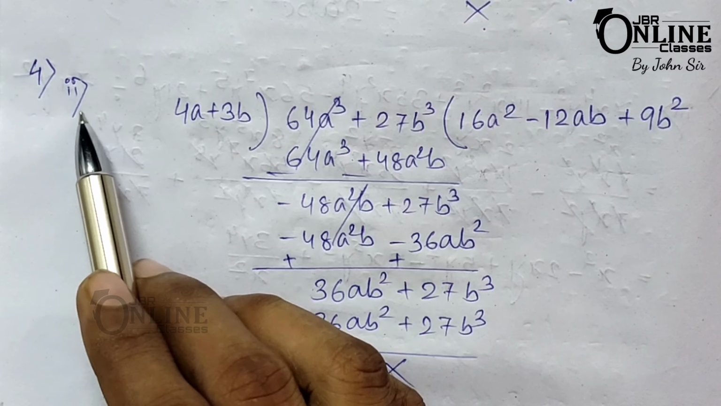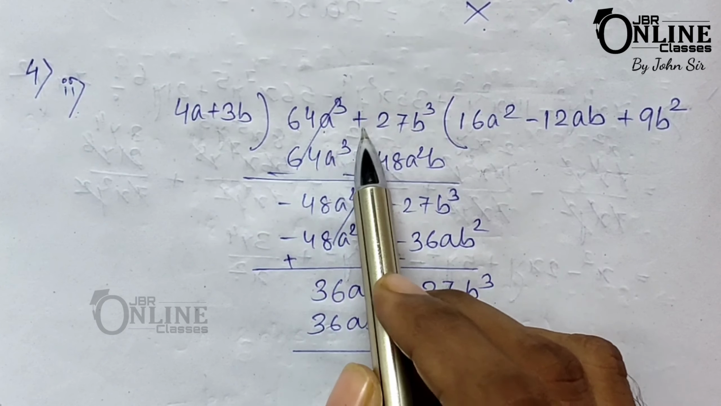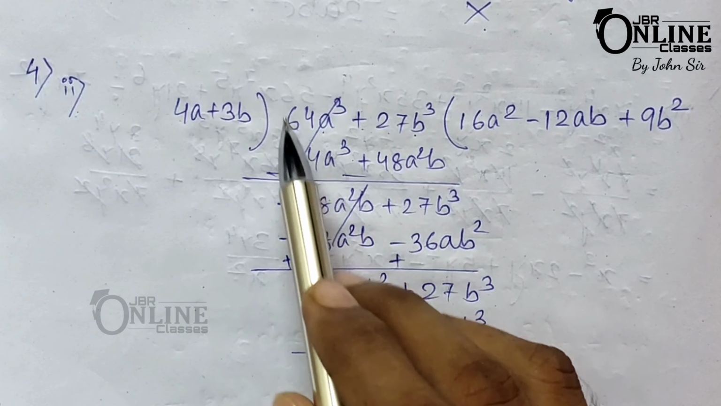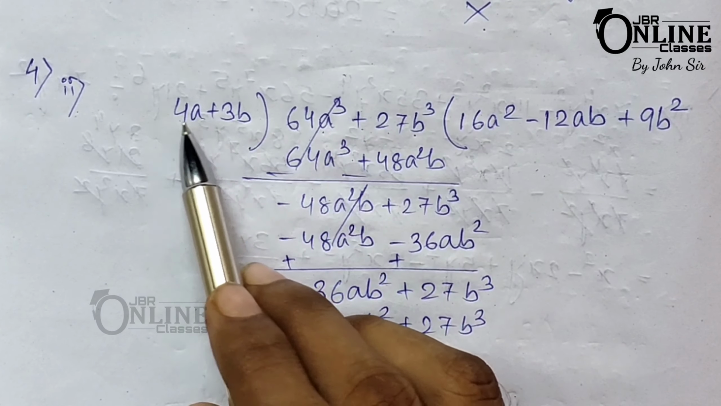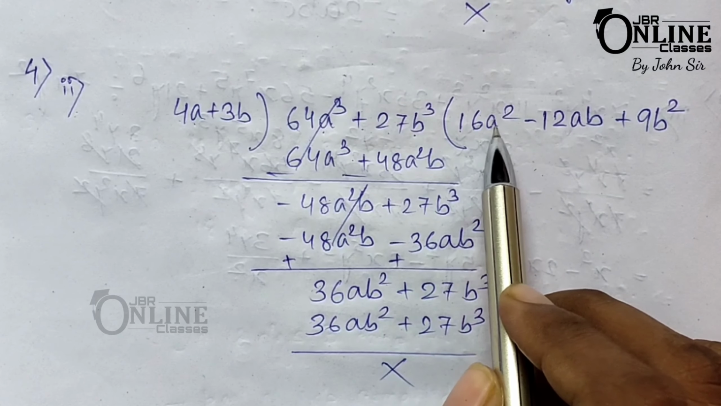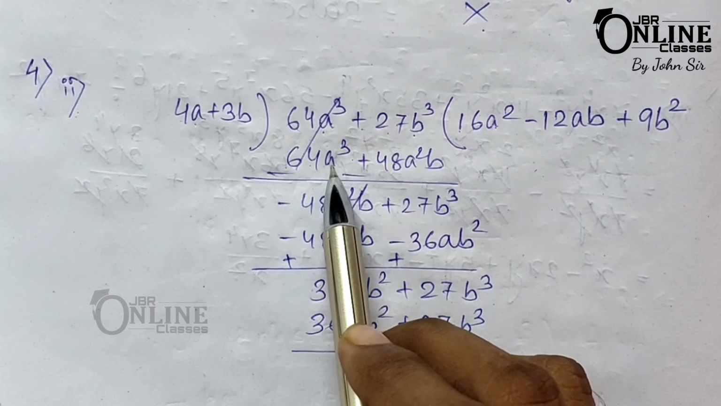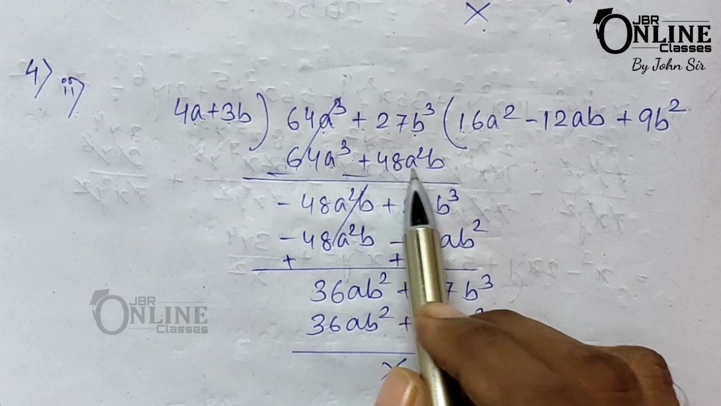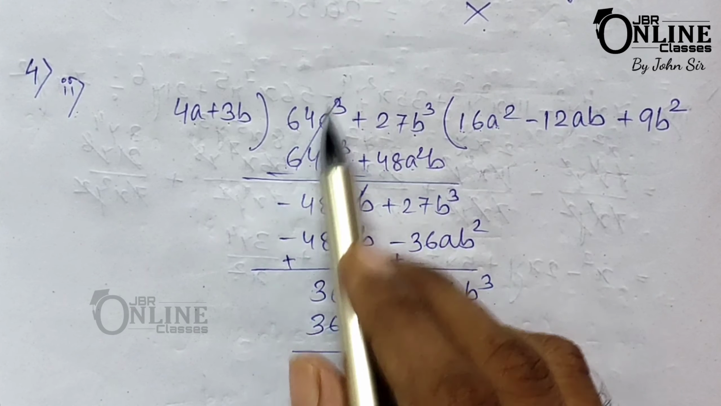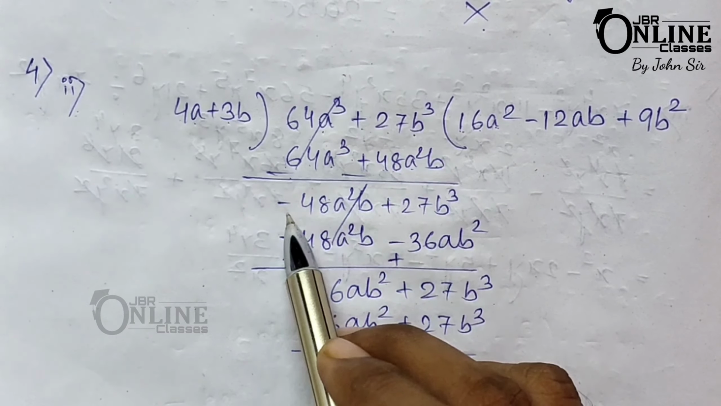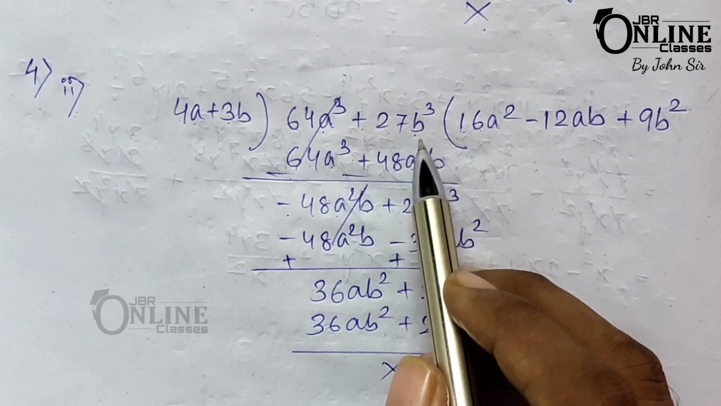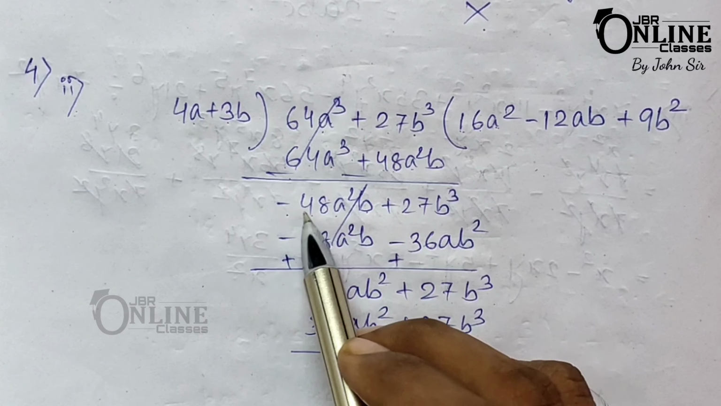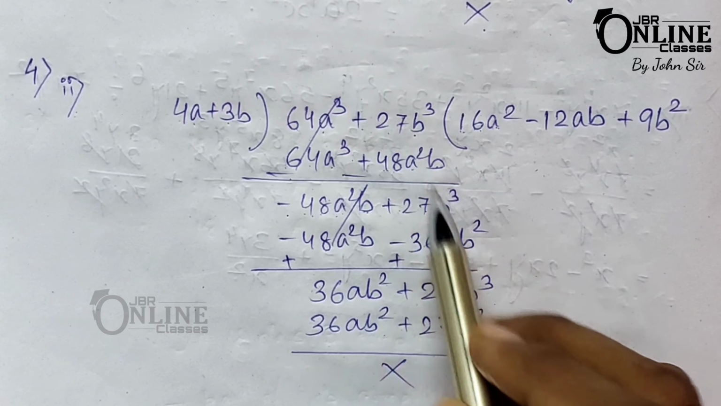Sum number 4-2. 64a³ plus 27b³ divided by 4a plus 3b. So first you have to equal 64a³, then 4a into 16a², that becomes 64a³, then 16a² into 3b, that becomes 48a²b. Okay, so cancel out. So first write down minus 48a²b, as there is no like term, so no addition, no subtraction. Just write down the similar terms. So 48a²b plus 27b³.